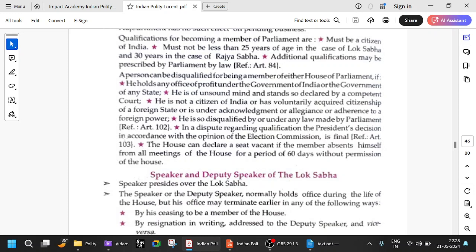So the House can declare a seat vacant if the member absents himself from all meetings of the House for a period of 60 days without prior permission. So without any permission for 60 days, if that person is absent, then his particular seat can be declared vacant. Okay, so this is about Parliament.